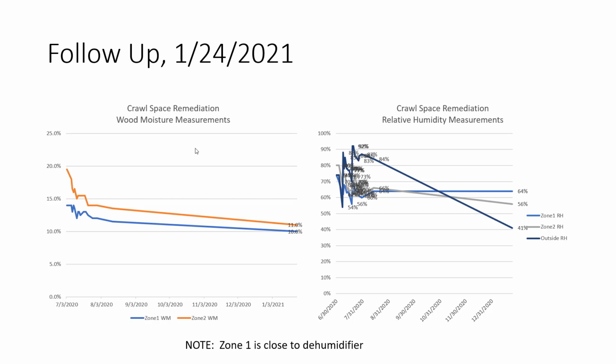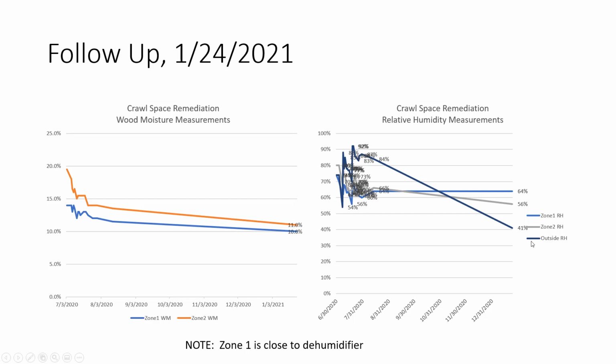If you look at the results, I went in and took measurements today and am still continuing to see positive improvements. As I looked at Zone 1, it did drop lower to about 10% from where it had been, and Zone 2 had dropped down to 11%. Now, I want to take into account that Zone 1 is closer to the dehumidifier, and I was already seeing better results there than in Zone 2.